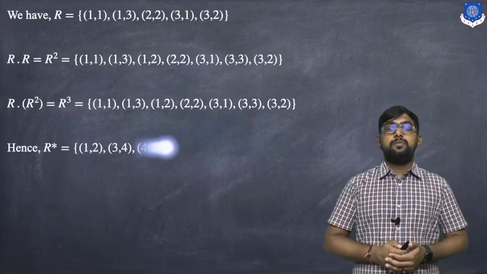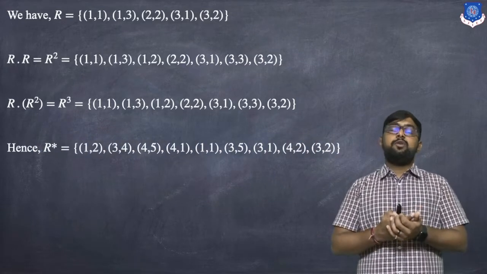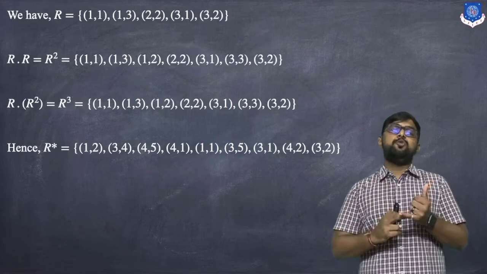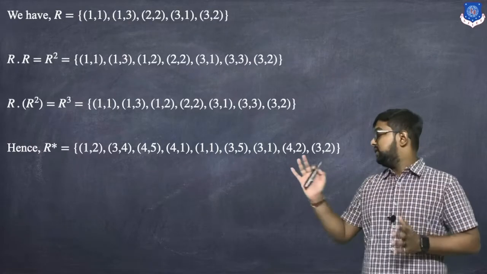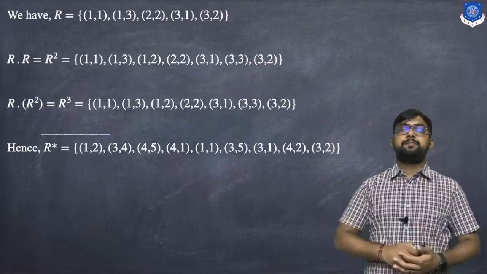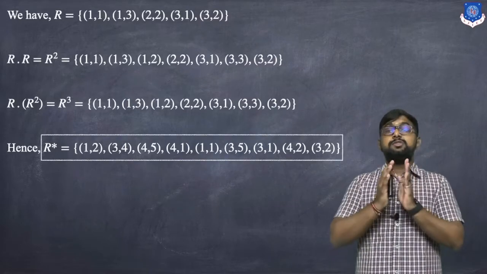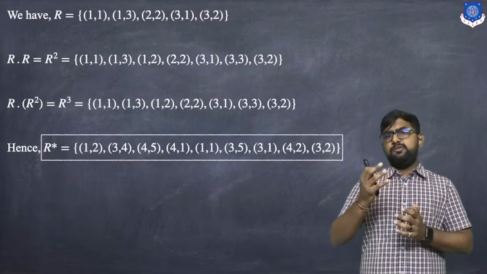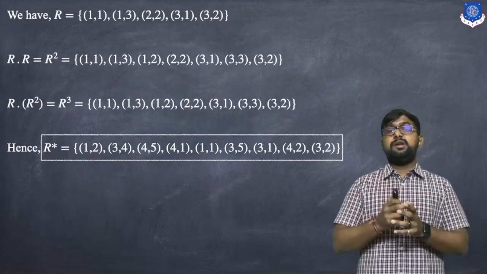Now here, R star. What is R star? It is the union of all these three, that is R, R square and R cube. If you take the union, then you will get this R star. So this is the final answer. This is the smallest transitive relation containing R. If you want to check whether it is a transitive relation, you can check it.